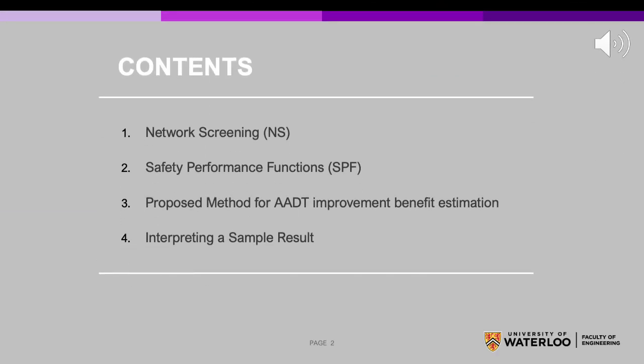The structure of this presentation is as follows. First, a brief background will be provided for the concept of network screening and safety performance functions. Then, the proposed method for benefit estimation of improving AADT accuracy will be described. Finally, I'll go through a sample result from an implementation of the framework.